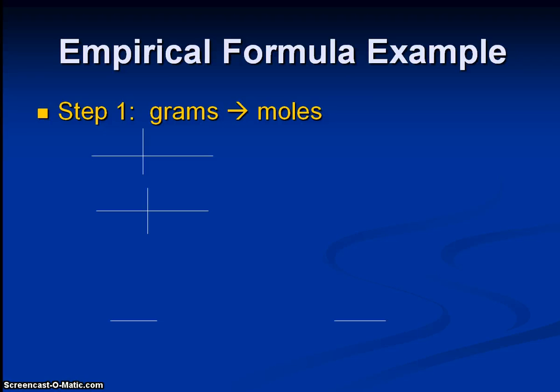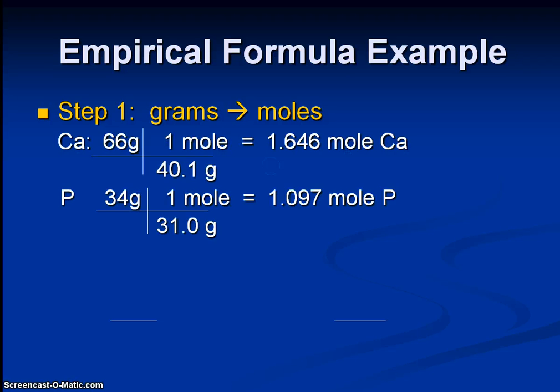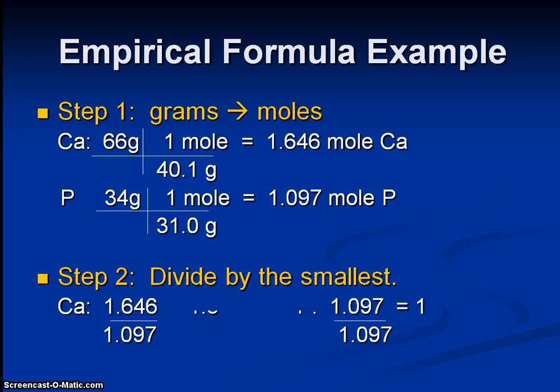So the first step, just like we did on the last one, is to turn it into moles. Calcium was 66 grams. This number came from the periodic table, and you get 1.646 moles of calcium. Phosphorus, turn the percent to grams, divide it by what you have on the periodic table, and you should get 1.097. The second step, don't round it right here. Don't ever round it at this step. The second step is that you have to divide by the smallest. So of these two, 1.097 is smaller. So divide that into both of your numbers.